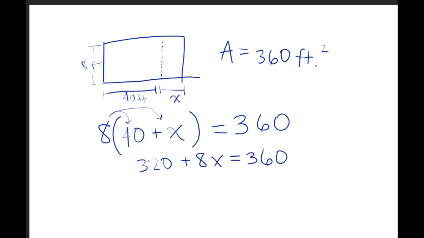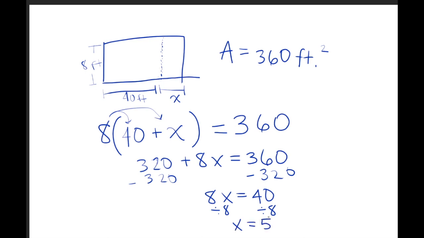We all know that we kind of have to get x by itself. So to do that, I'm going to subtract 320 from both sides. And I'm left with 8x equals 40. And if I divide by 8 on both sides, I find that x equals 5. So this little portion right here is 5 feet long.